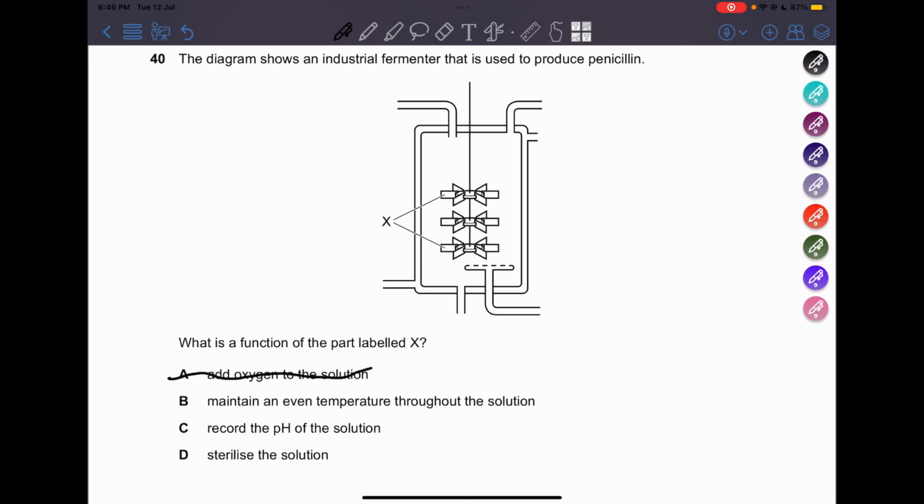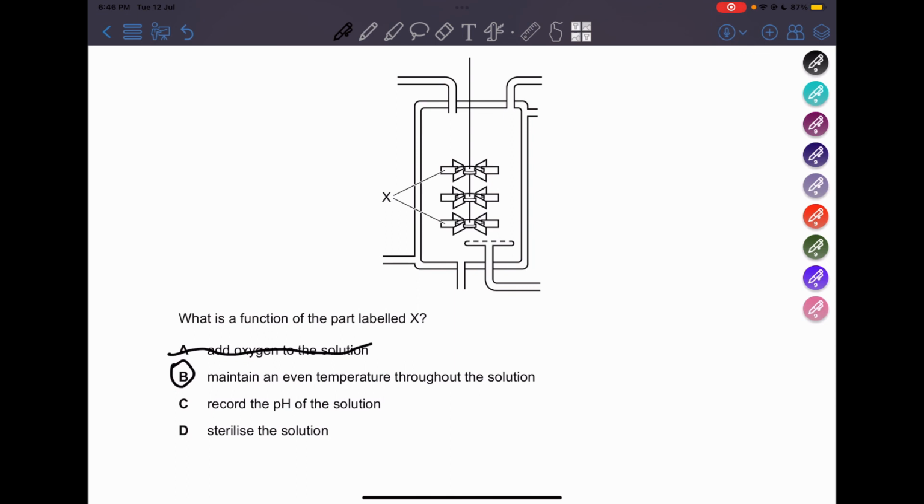B says maintain an even temperature throughout the solution. This is actually correct because it's spinning around, and if there is somewhere that is hotter than another place in the fermenter, it's going to mix it around and make the whole solution an even temperature. It's going to even out the temperatures and equalize the temperature throughout the fermenter because it's spinning around, as I said. So that was our last question.